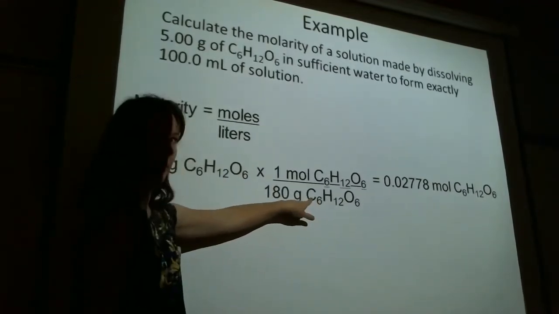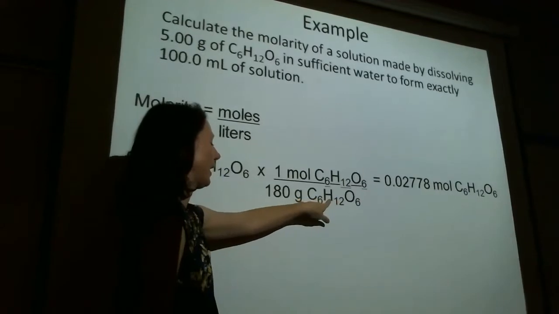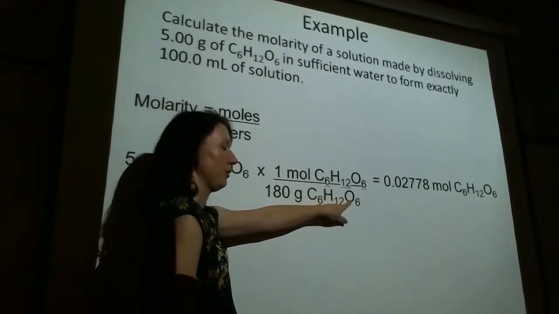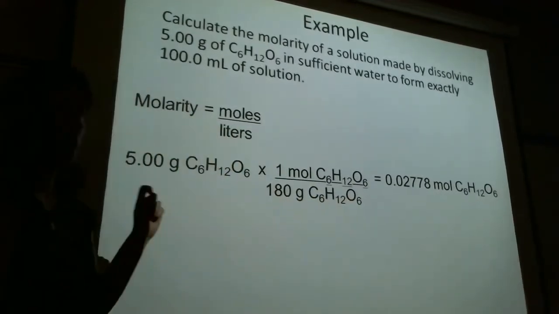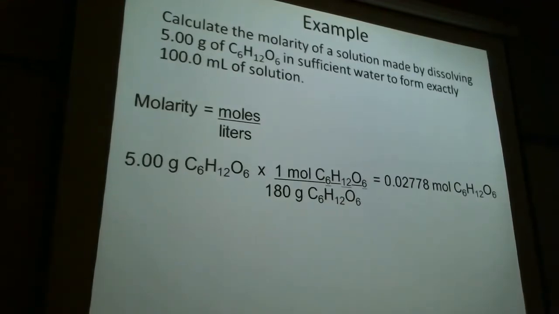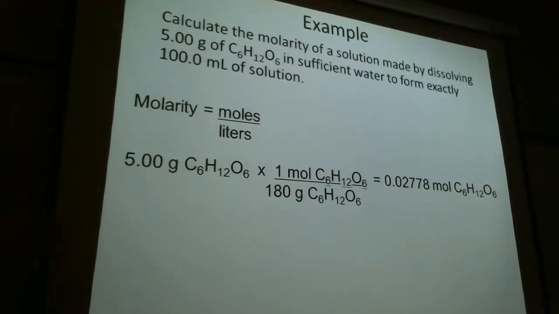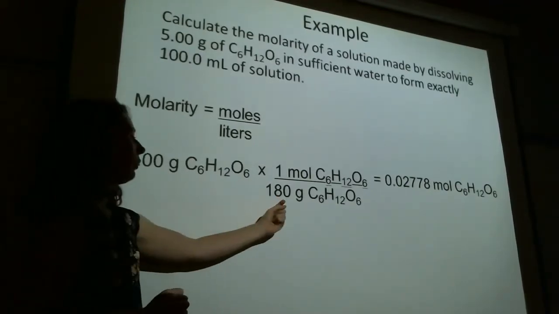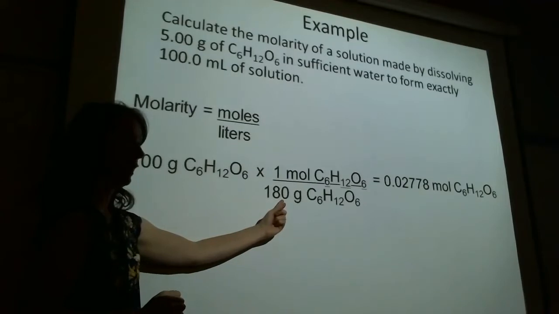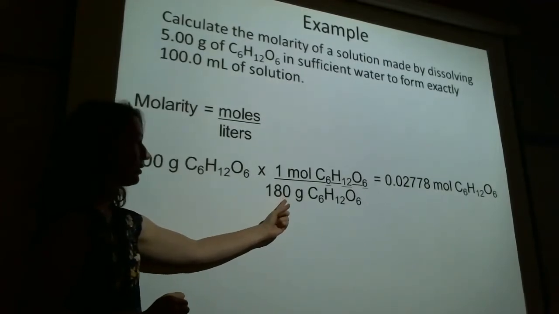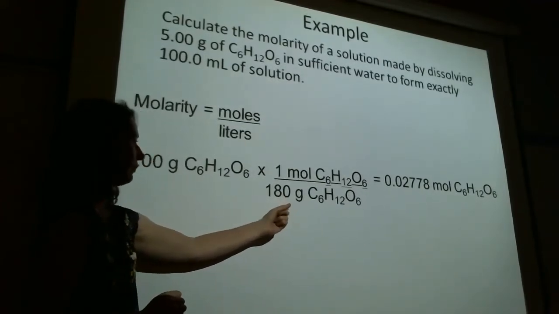6 times the mass of carbon, right, plus 12 times the mass of hydrogen, plus 6 times the mass of oxygen, right? That's how we got that molar mass. Remember, molar mass of a compound is just adding up all the molar masses of the individual elements. Now look at my sig figs here. By the way, we don't treat this as sig figs, okay? Molar masses we're treating as constants, so they're not going to factor into our sig figs.